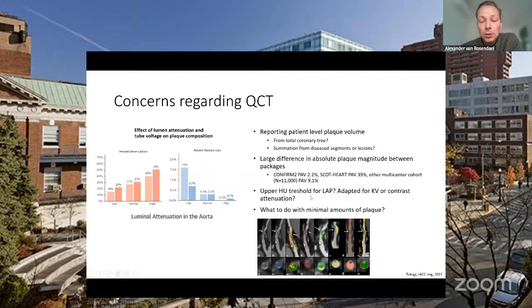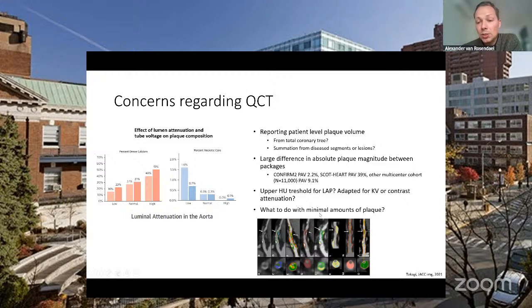Other also, low attenuation plaque, very hot topic. It's the highest type of risk, but people define it in different ways. Some use 75 Hounsfield units as the upper threshold. Some use 30. Some use a threshold that's adapted for the Hounsfield unit of the contrast. It's also going to change the magnitude of that.